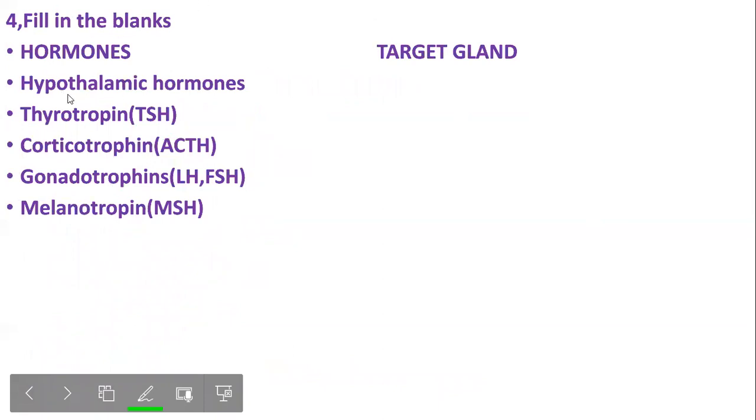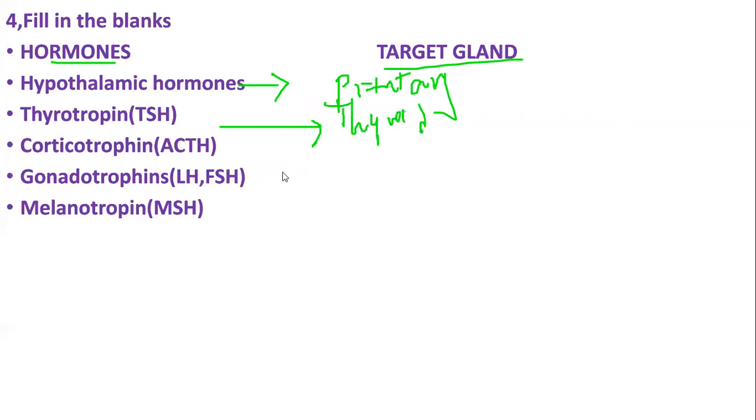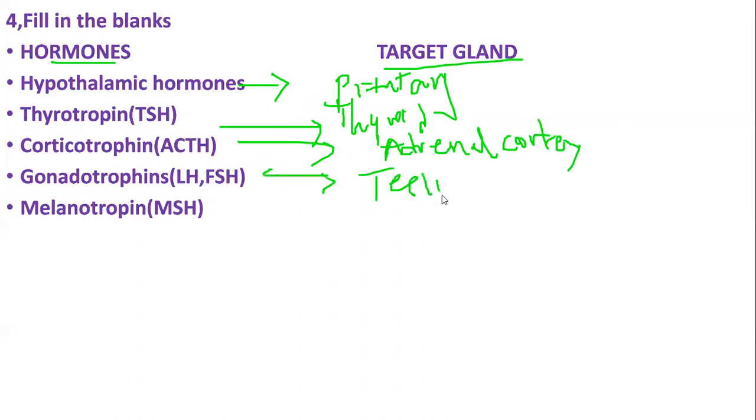Now fill in the blanks. What are the hormones and what are the target glands? For hypothalamic hormones, the target gland is the pituitary gland. For thyrotropin TSH, it is the thyroid gland. For corticotrophin ACTH, it is the adrenal cortex. For gonadotrophins, it is the testis and ovary. And for melanotropin, it is the posterior pituitary.